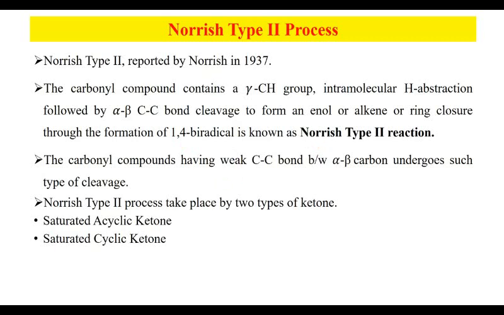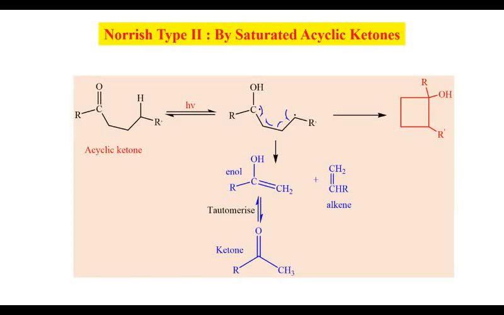The carbonyl compounds having a weak carbon-carbon bond between alpha and beta carbon undergo such type of cleavage. It takes place in two types of ketones, that is saturated acyclic ketones and saturated cyclic ketones. Here is a first example of Norrish type 2 reaction.